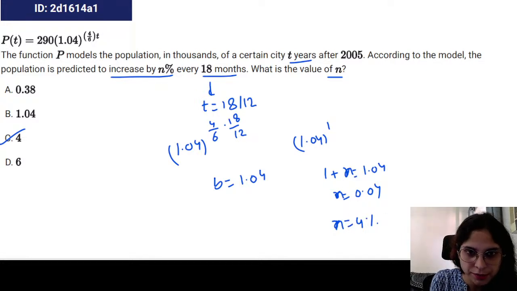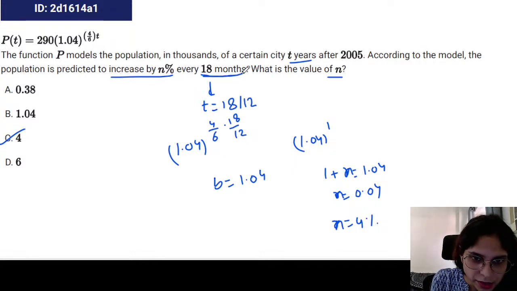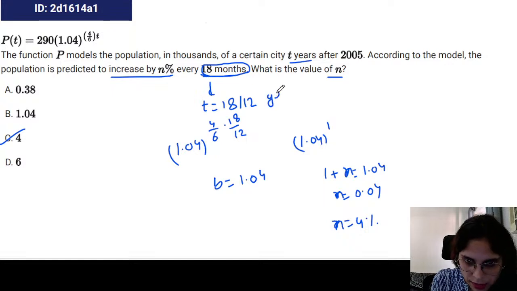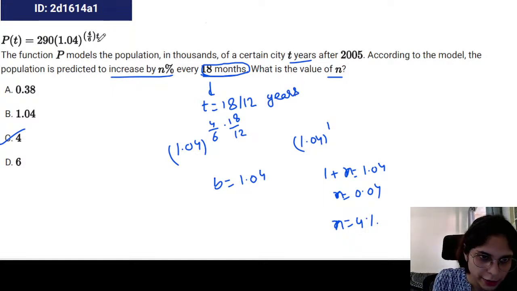Got it? And it is increasing every 18 months. That is why instead of t you are having 4/6, because 18 months in years is 6/4. That is why it will be t divided by 6/4, that is t times 4/6. But to be sure the answer is going to be to the power 1, we are doing this, because I want my answer in years. And you just replace it over here, you will get the value of B.